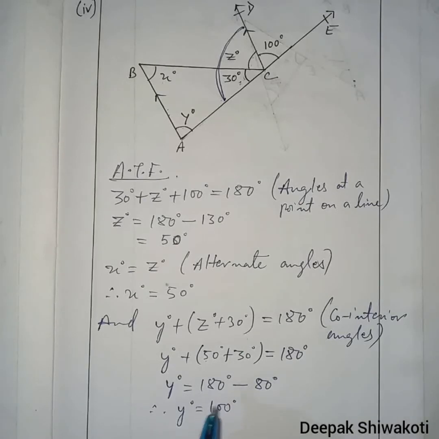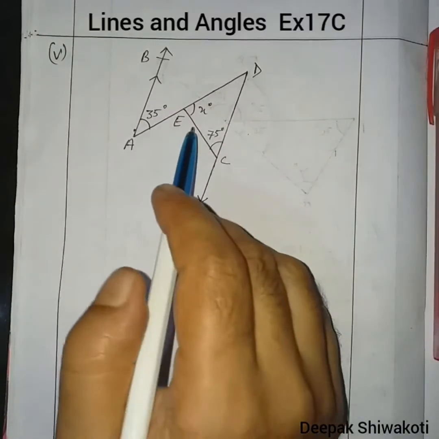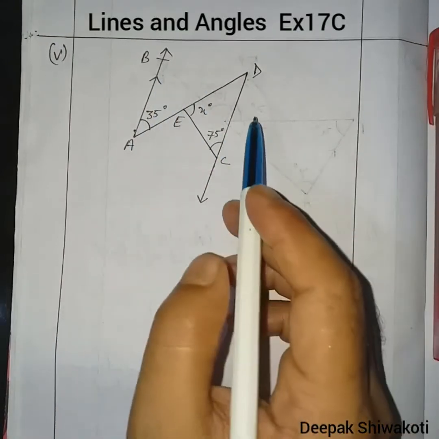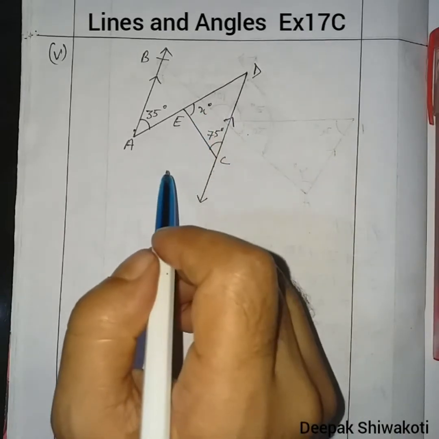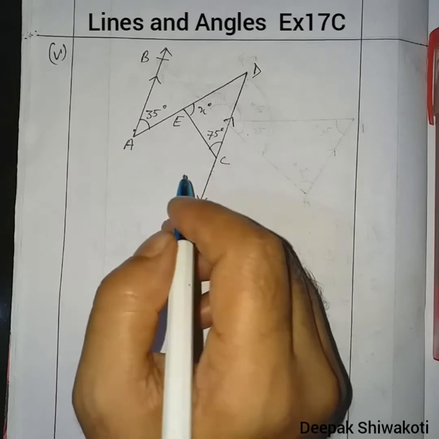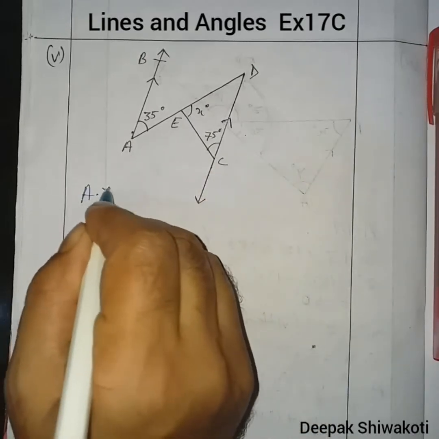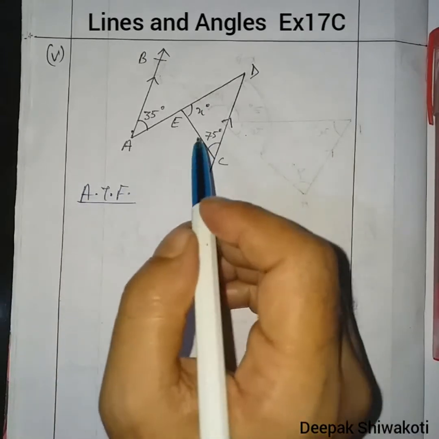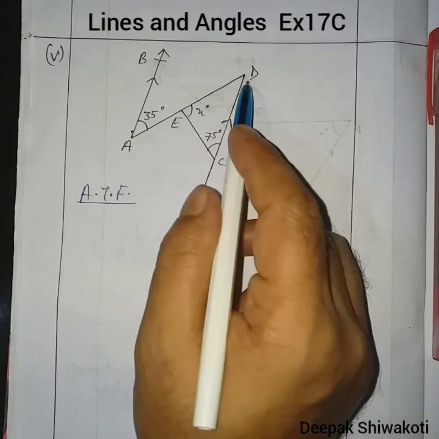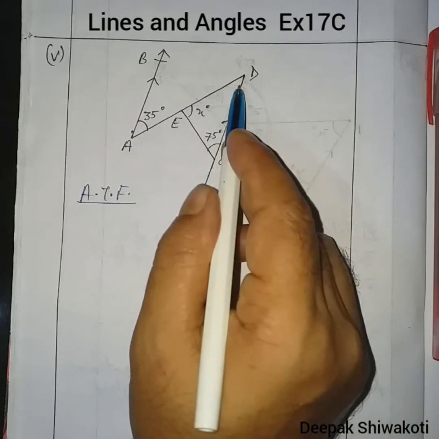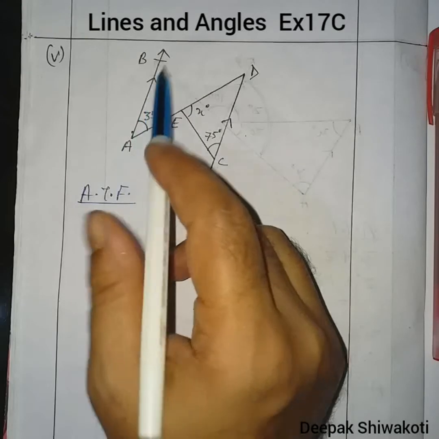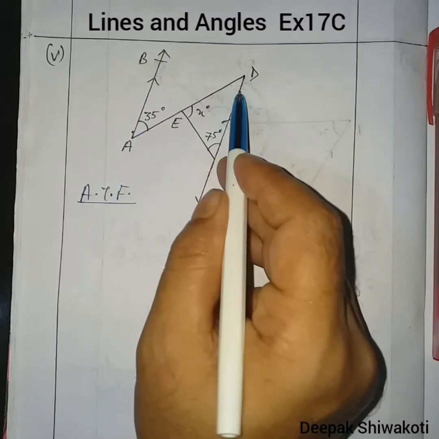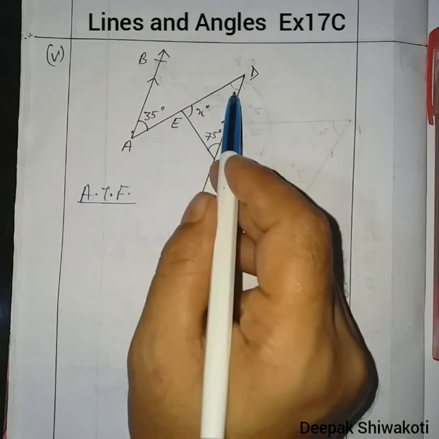Next is the same question, number 8.5. So here number 5, AB and CD, these two lines are parallel to each other, and we have to find the value of X. Okay, now according to the figure, what we can see, angle CDE, this angle CDE, and angle DAB, this angle and this angle, these two angles are alternate to each other, isn't it?